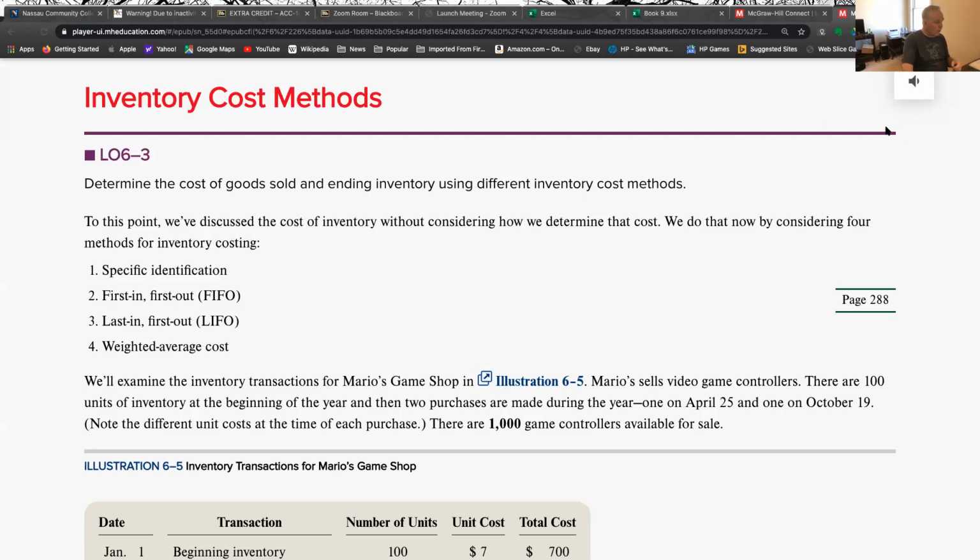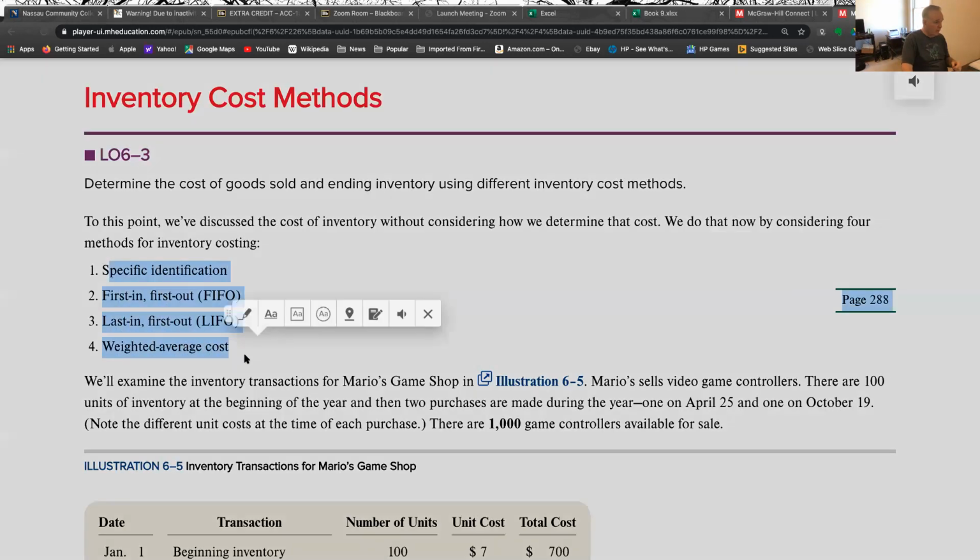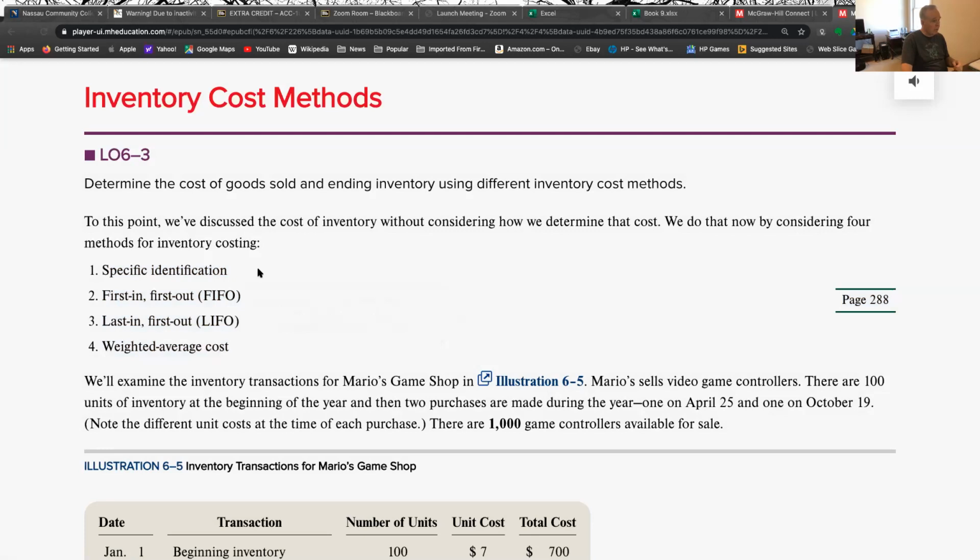There are 4 different ways to come up with that number. Now, the way that makes the most sense is the first one, specific identification. I go to each desk, I look at it, and I say, okay, how much did I pay for each desk? Now, if I bought all the desks at once, that's fine. But that rarely happens, right?